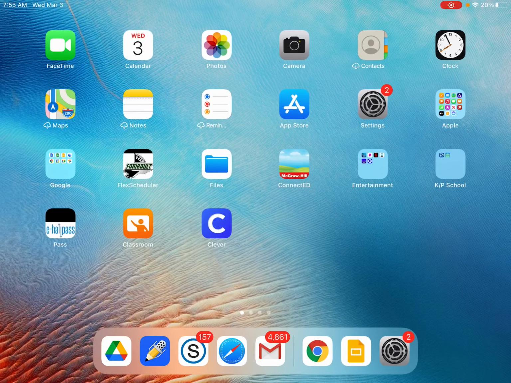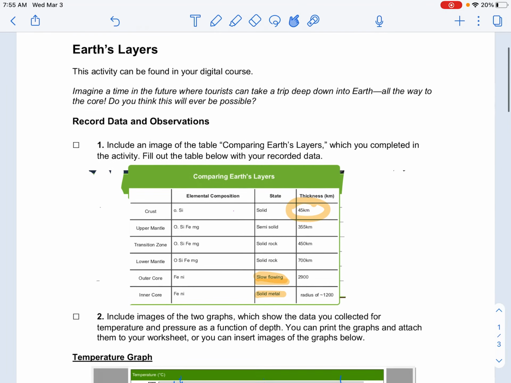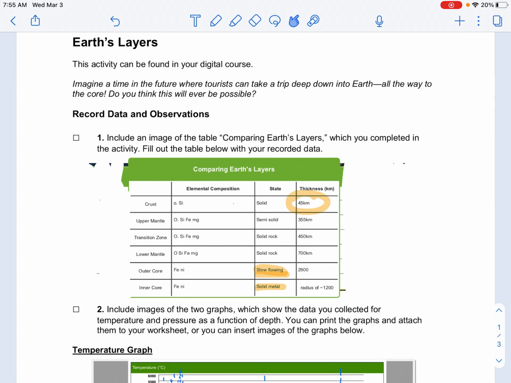So, finishing up the interactivity, as I said. I'm going to go over to Notability here. This is the assignment we're talking about, the worksheet that goes with the interactivity from the textbook. You should have copied and pasted in your data about the Earth's layers.